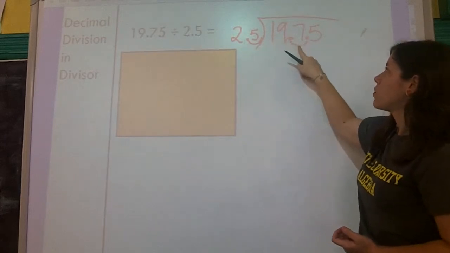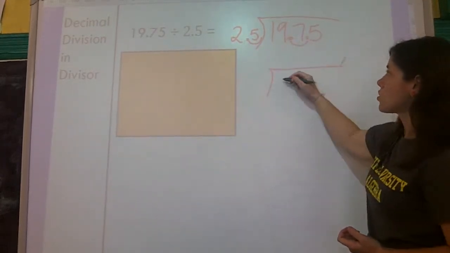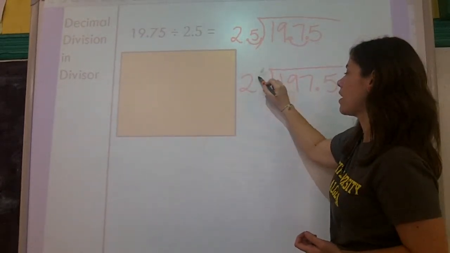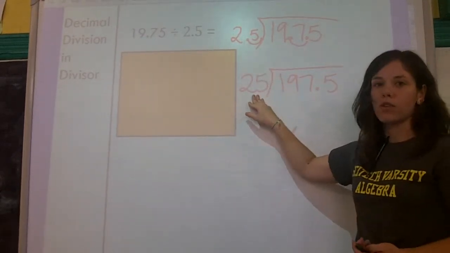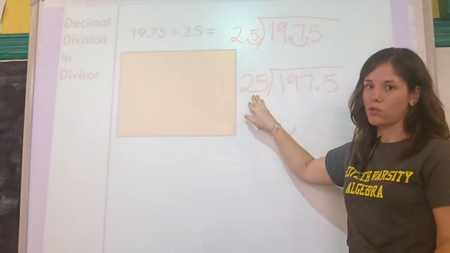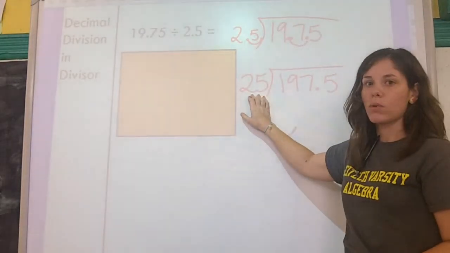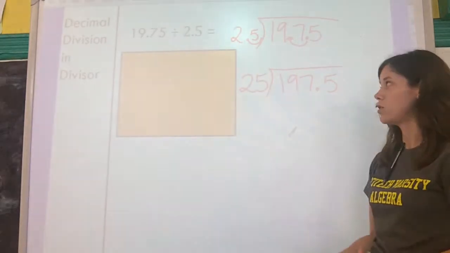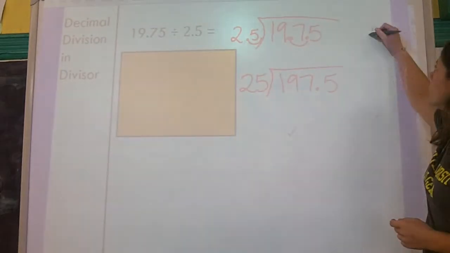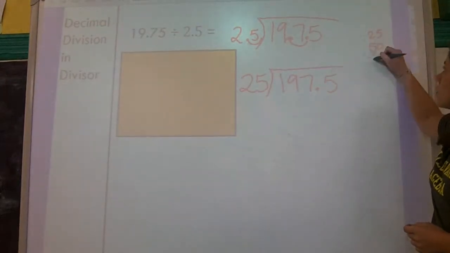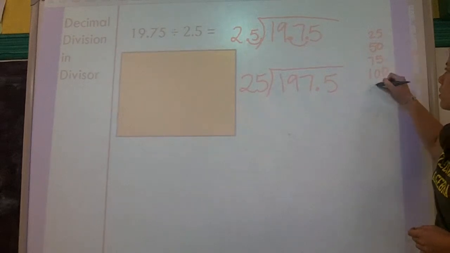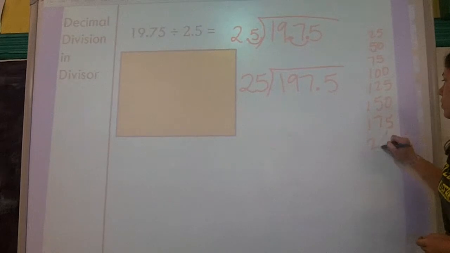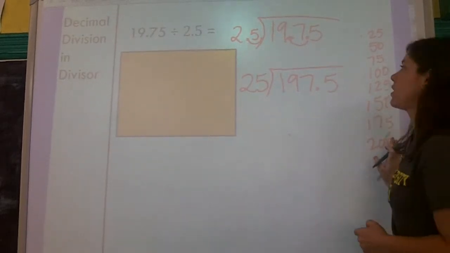Now that I've moved my decimal, I need to rewrite it so that my division problem reads 197.5 divided by 25. My divisor is a whole number, so now I can divide as usual. If you're not comfortable counting by 25s, then make sure you list out your multiples so you don't have to stop midway through. I'm going to do that right now so that we don't have to stop at all. 25, 50, 75, 100, 125, 150, 175, 200. That should be enough. Let's go ahead and do this.